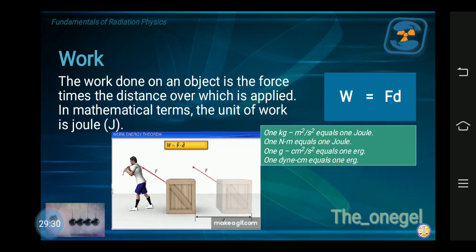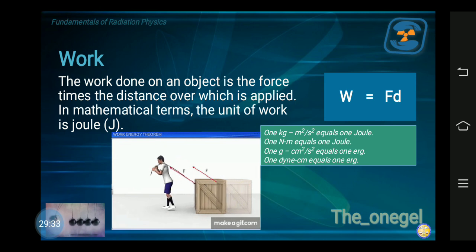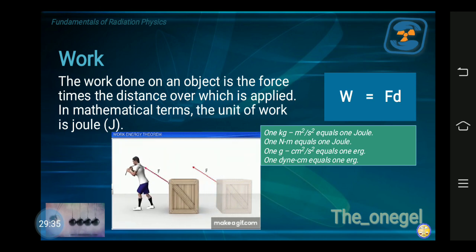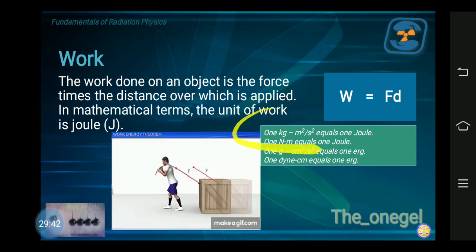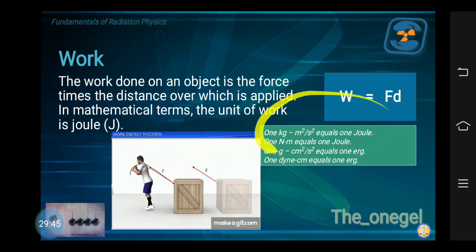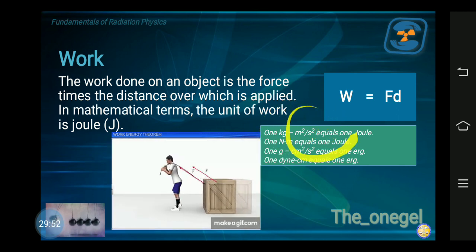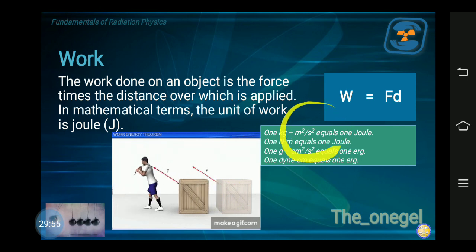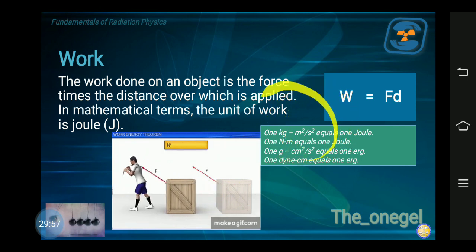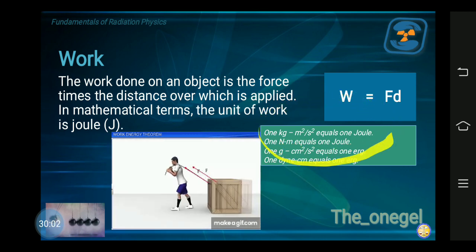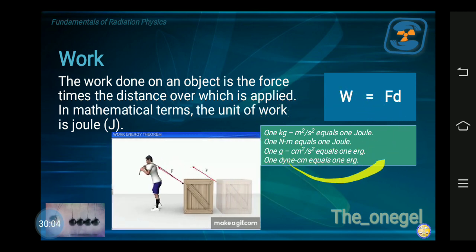For example, in a problem, the given units are the mass and acceleration, and then there's a distance. So this is the derivation. If the problem has units in terms of MKS, meaning the mass is in kilogram, distance is in terms of meter, and acceleration is meter per second squared, therefore 1 kilogram meter squared per second squared is equivalent to 1 joule.